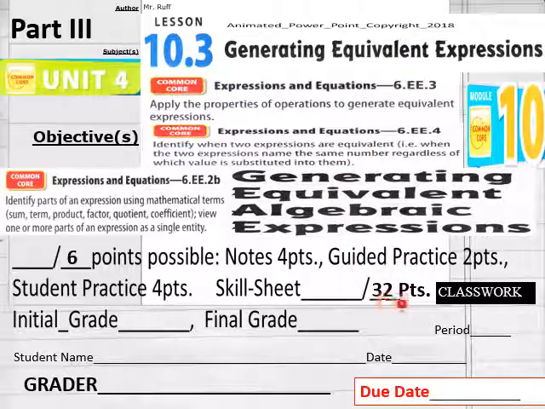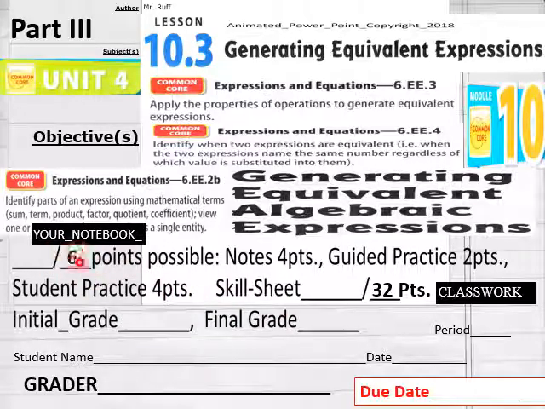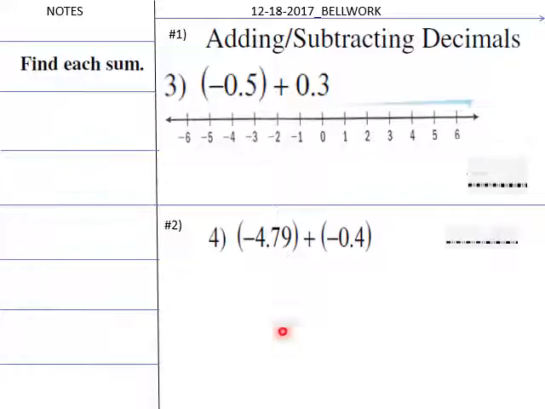You have 32 points here on your classwork sheet. Have that out in front of you as we go over this. And then 6 points will go into your notebook. Have that ready to go. Students, put your name, date, and period here. Due date here for onliners and homeschoolers. And let's go right into today's bell work.